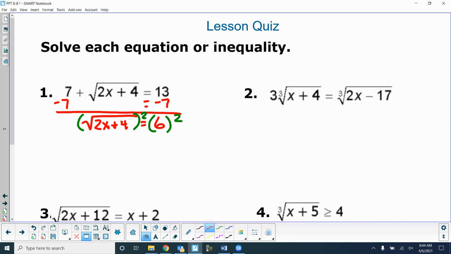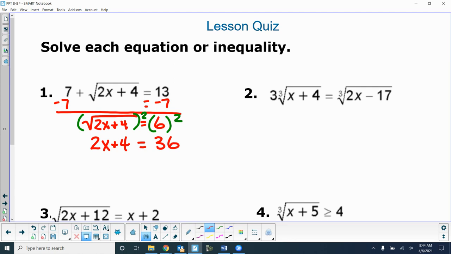that radical goes away on the left. And remember, the square root of something squared is itself, so it's just the 2x plus 4. But on the other side, remember, 6 squared is 36, not 12, right? Sometimes we make that careless mistake. When we square something, we just multiply it by 2 instead of square.